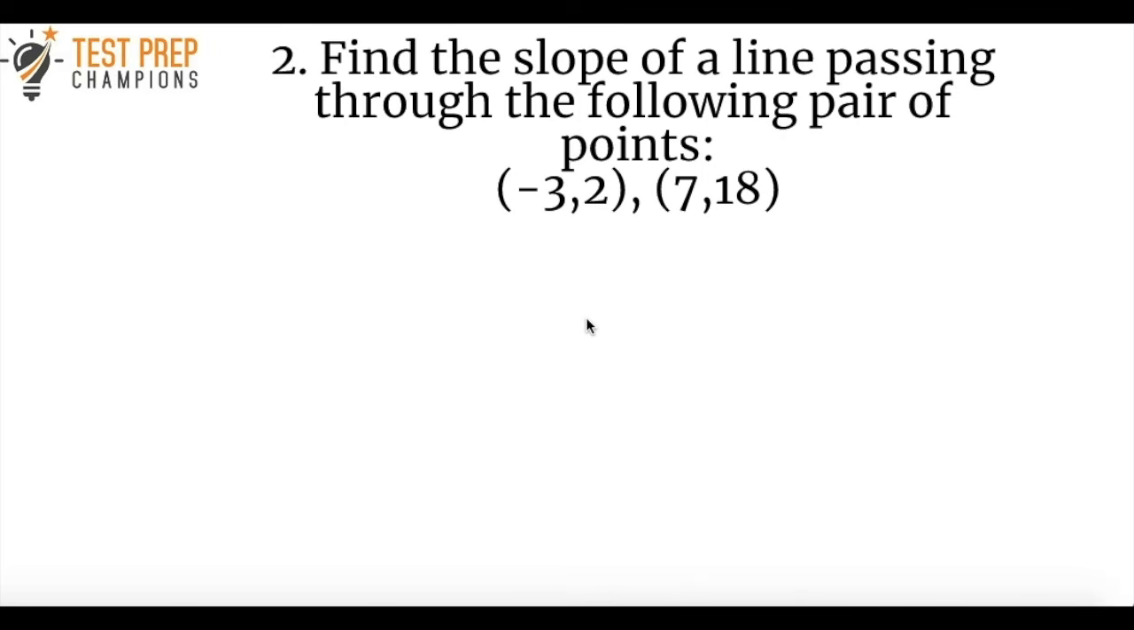Question 2 is to find the slope of a line passing through the following pair of points: negative 3 and 2, and 7 and 18. So pause the video and try to find the slope here. Okay, so hopefully you had a chance to try this out.